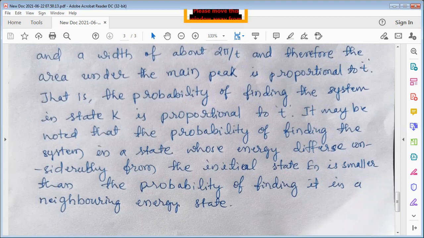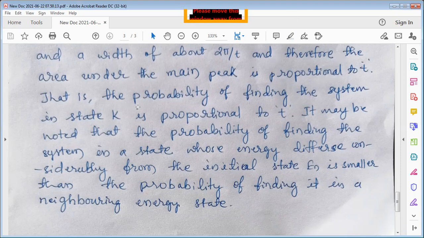Before t equal to 0, before switching on the perturbation, the system is initially in the state n. We are switching on the perturbation at the time t equal to 0. From t equal to 0 to some time t, the system will be in the state k, and beyond this time t, the system will be in some other state or in the ground state.